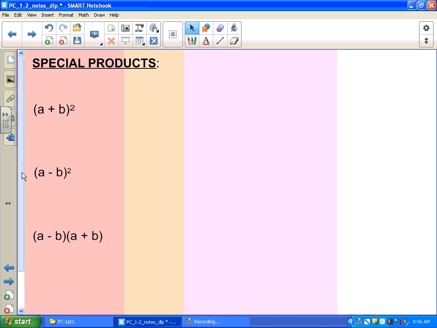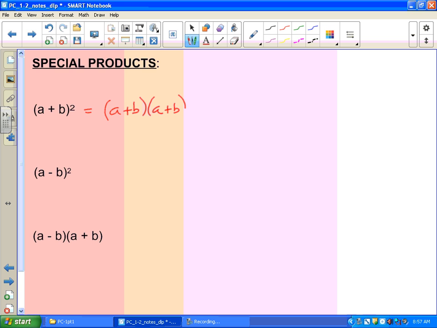Special products. Binomial squares, also a difference of two squares. So when you have a binomial squared, such as a plus b squared or a minus b squared, these are what we call our factored form of perfect square trinomials. And what happens here is a plus b squared simply means a plus b times a plus b. And I could FOIL this.